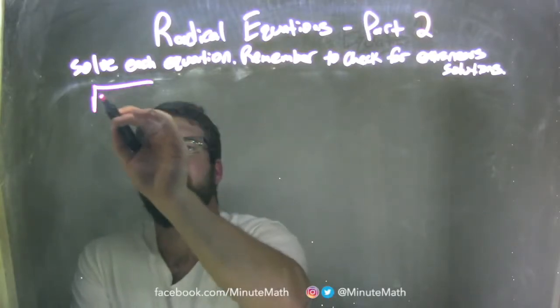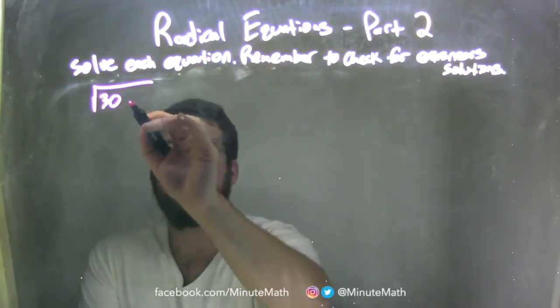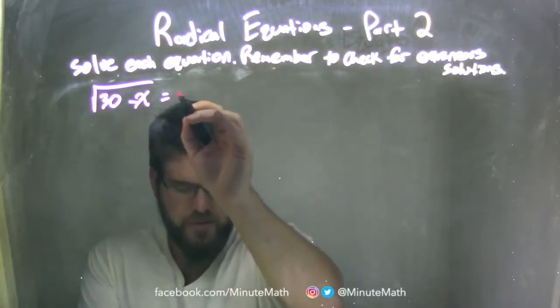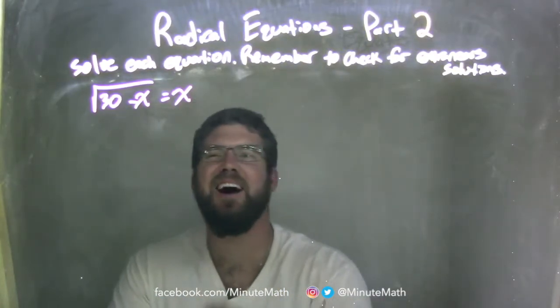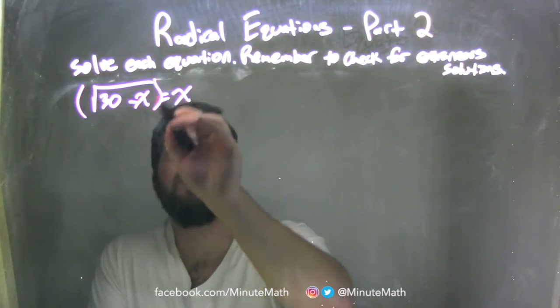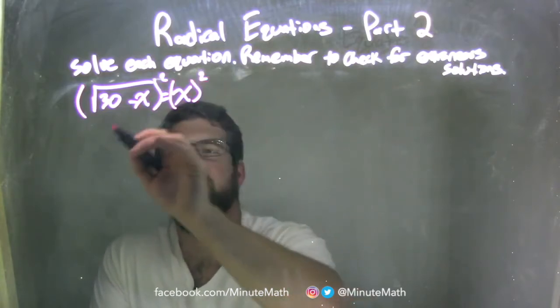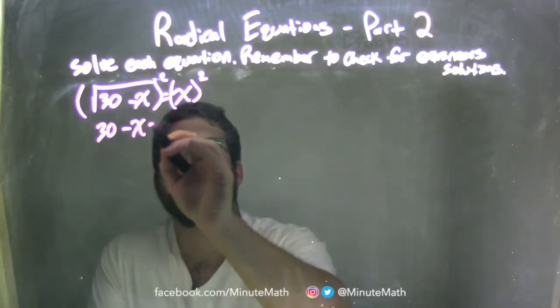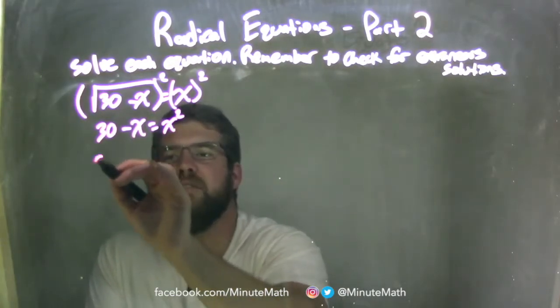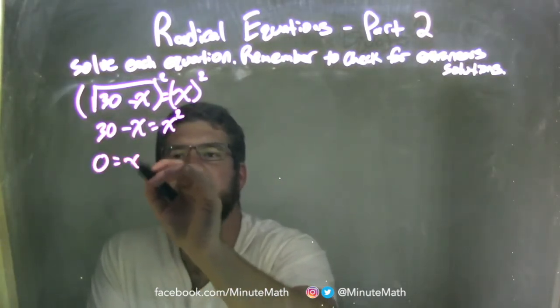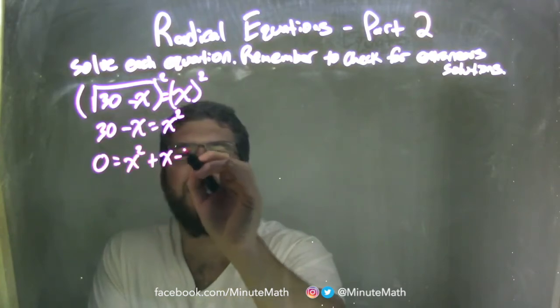The square root of 30 minus x equals just x. Well, I want to square both sides to get rid of that square root. So I'm going to square both sides here and solve this. I have 30 minus x equals x squared. And I'm going to bring everything over to one side, so I have 0 equal to x squared plus x minus 30.